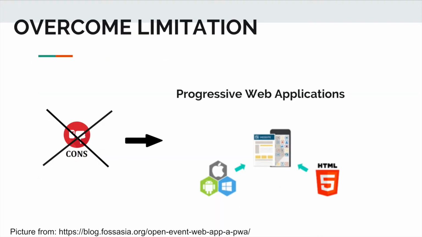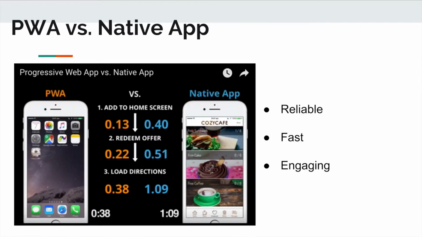So in order to overcome those limitations, PWA emerged, which stands for progressive web applications. So here's a graph that shows progressive applications versus native applications. As you can see, the faster loading times, the improved performance and user experience, and the lower data usage are key improvements of PWAs.